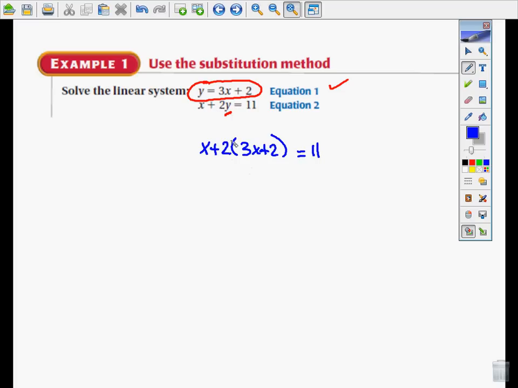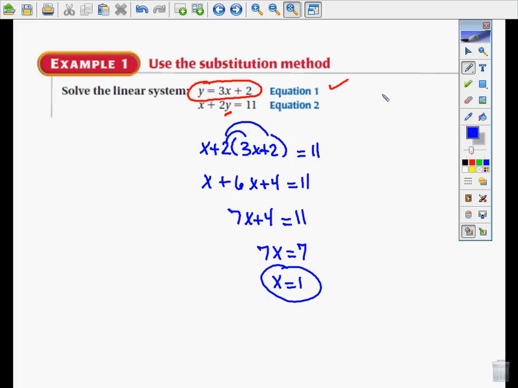Well, if we have distribution, we have to do it. So I'll go x plus 6x plus 4 equals 11. Combine our like terms, so we end up with 7x plus 4 equals 11. We would then subtract the 4 from both sides, so 7x equals 7. Divide by 7 and x equals 1. So far in our coordinate we have 1 comma, and I have to figure out the y.